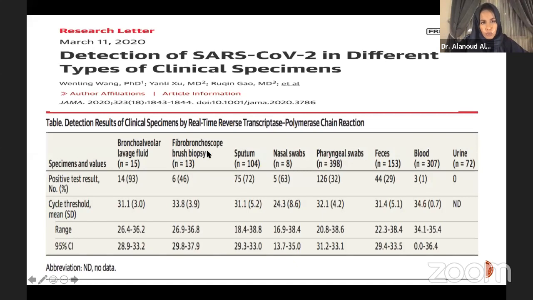While fibrobronchoscope brush biopsy, 13 samples, 6, almost 50% were positive. Sputum, 104, 75 were positive, so 72% positivity rate. Nasal swab, 8, 5 positive, 63% positivity rate. Pharyngeal swabs, 398 pharyngeal swabs.